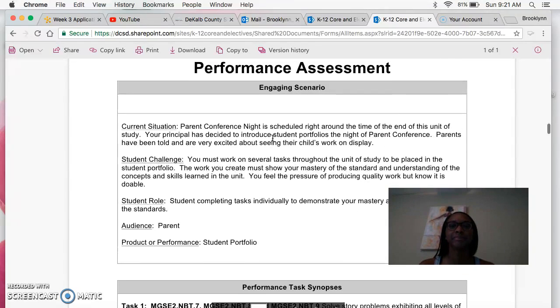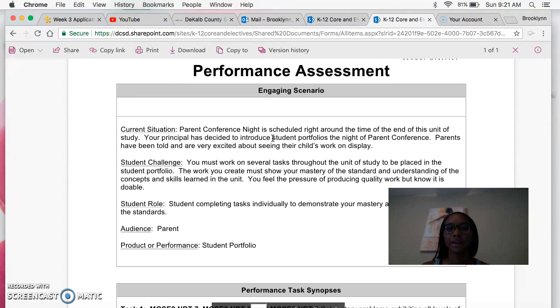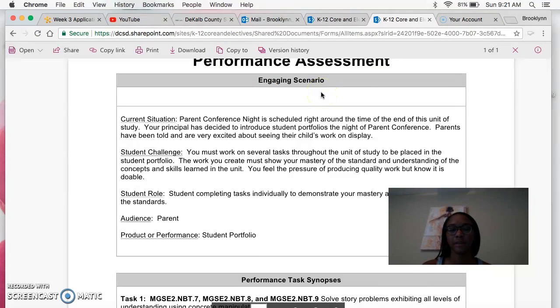I'm sorry. So with DeKalb County, for each unit you have a performance assessment, and it's an engaging scenario, and you're supposed to do it as the unit goes on, so each week. The current situation: parent conference night is scheduled right around the end of this unit of study. Your principal has decided to introduce student portfolios the night of parent conferences. Parents have been told and are very excited about seeing their child's work on display.